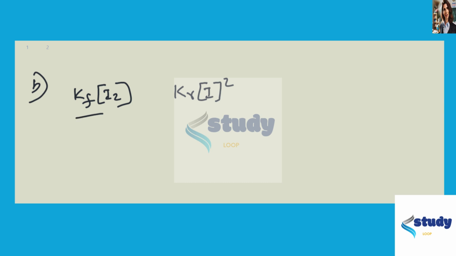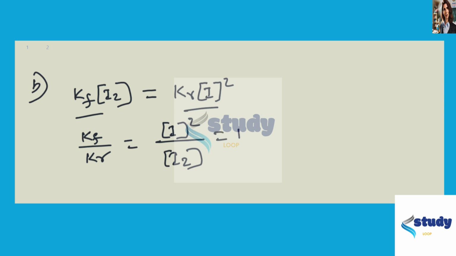So this is the forward reaction rate and this is the reverse reaction rate, and at equilibrium these two rates will be equal. Now from this equation, if we rearrange, Kf over Kr will be equal to the concentration of the product over the concentration of the reactant. This is again the equilibrium constant Kc, which has a value of 3.1 times 10 to the power minus 5, which is very small compared to 1.